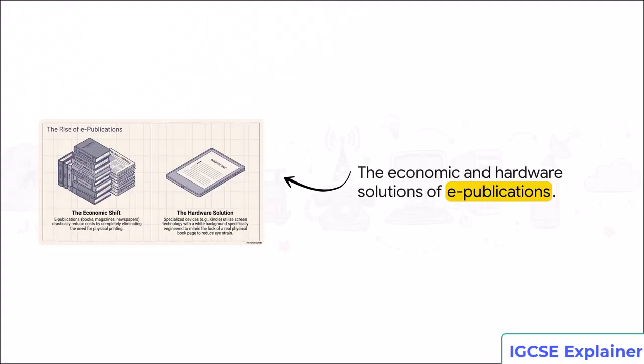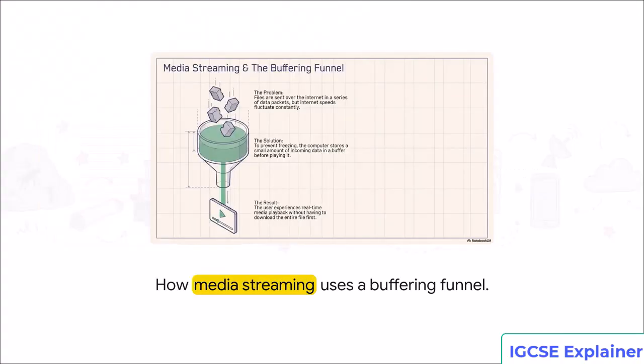But staring at a glowing computer monitor for hours on end hurts your eyes, right? Enter the hardware solution. Devices like the Kindle were a total game changer. They cleverly used specialized screen technology with a white background specifically engineered to mimic the look of real physical paper, so you get the magic of digital distribution combined with physical comfort.